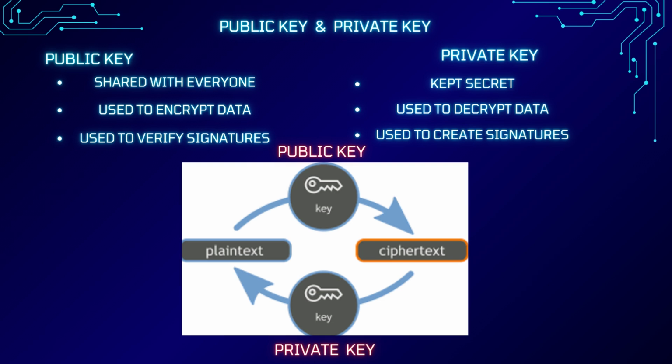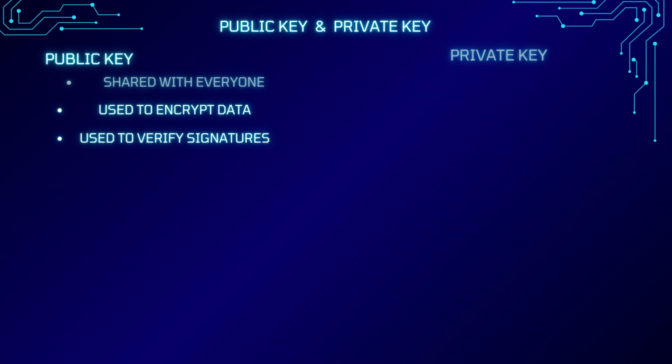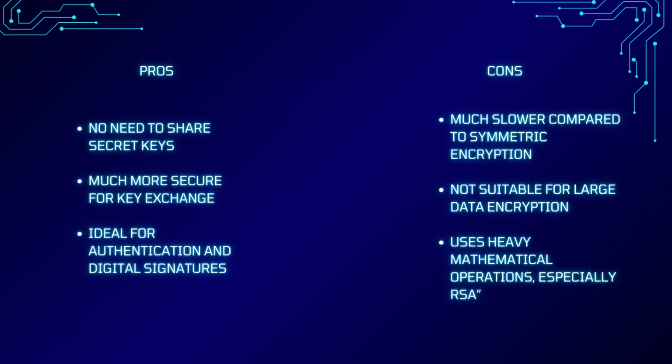Now let's see the pros and cons of asymmetric cryptography. The pros are: no need to share a secret key, it's much more secure for key exchange, and it's ideal for authentication and digital signatures. The cons of asymmetric are: it's much slower compared to symmetric encryption, not suitable for large data encryption, and it uses heavy mathematical operations, especially RSA.